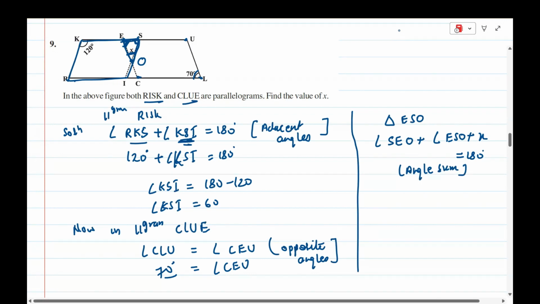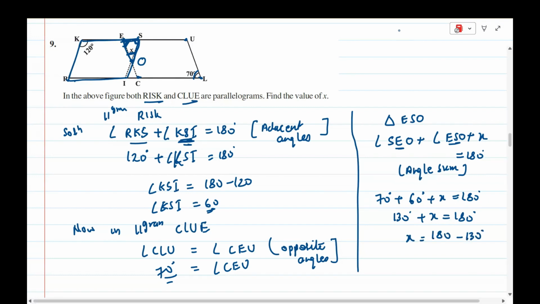Angle SEO is how much? Angle E we got, right? And that is how much? Here, 70 degree. And angle ESO, how much? I got 60 degree. See, KSI is nothing but ESO. That is 60 degree plus X is 180. So this is 130 and 180. So X is how much? 180 minus 130. So X is 50 degree.